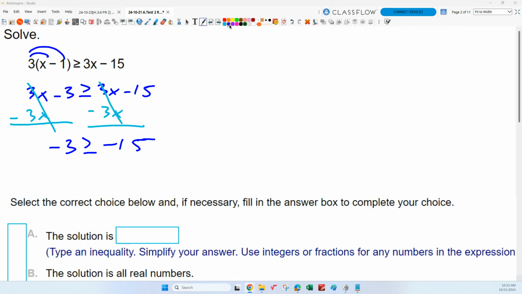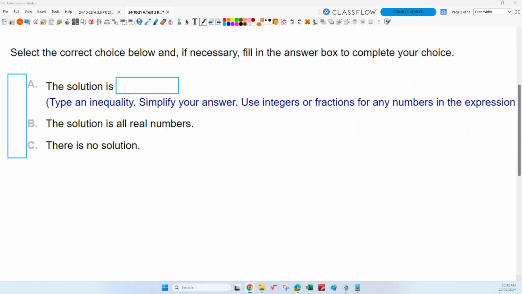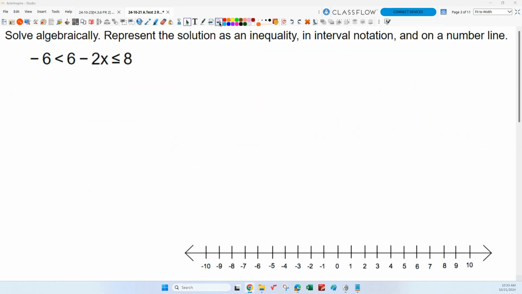When the x's go away, how are we going to interpret that? It's true, yeah. There you go. Okay, good. Because that's a true statement, the answer is going to be all real numbers. So now how would we answer this here? We've got 3 choices. We're just choosing option what? B. That's it, right? We just choose option B, and we're done. It's all real numbers. What if the statement had been false? It would have been no solution. There you go. Okay, good.